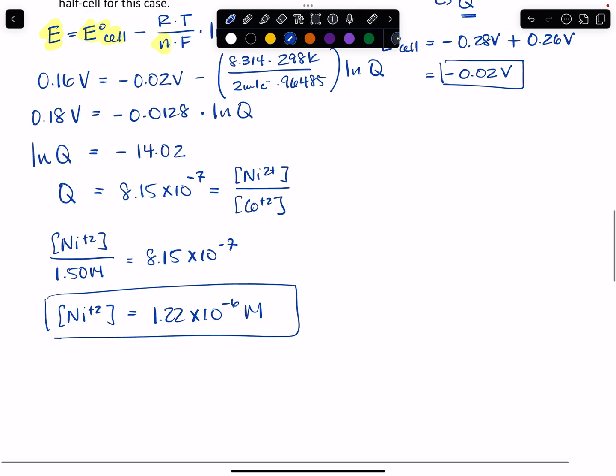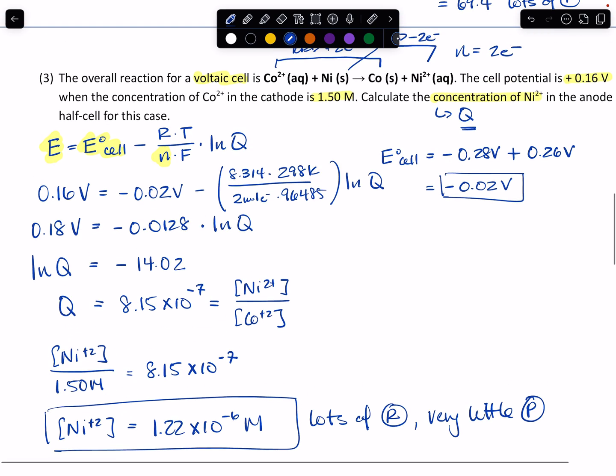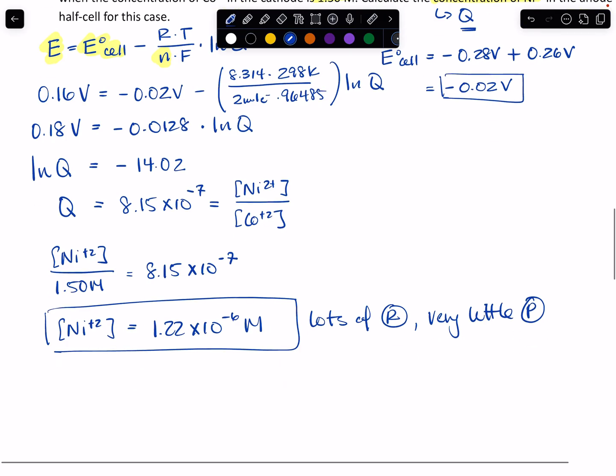What that means is I need lots of reactants and very little product. I need the system to push toward the product side by having that buildup of excess reactant. I apologize for this problem being a little hinky. I don't love that the cell potential was negative under standard conditions, but that is the way the problem was written, so that's what we had to work with.